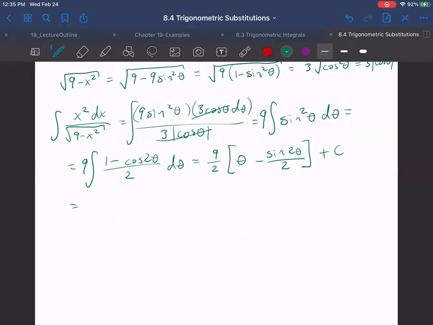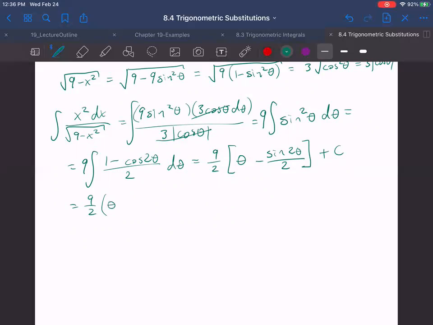I was debating about whether or not I wanted to distribute that 1/2 yet. So 9 over 2, and then we have theta minus sine 2 theta over 2.